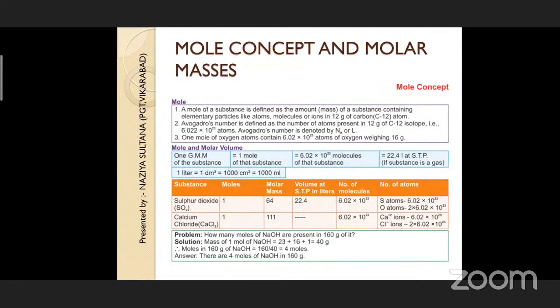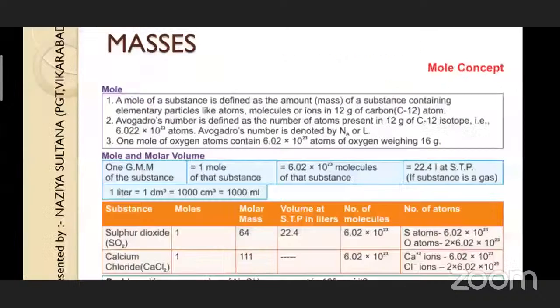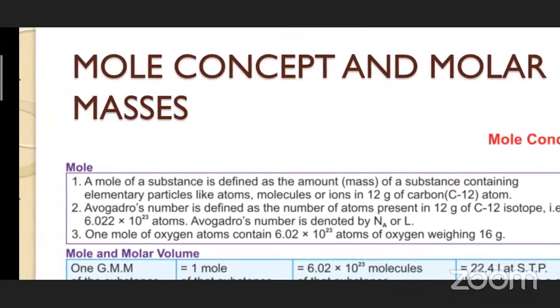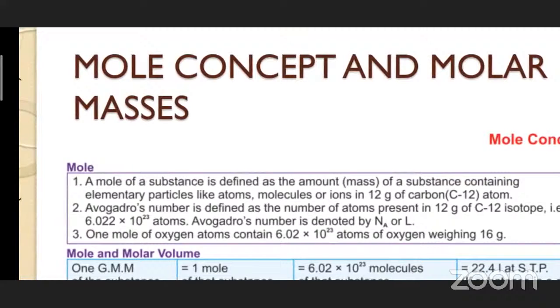And today we will be discussing a very important concept, that is mole concept and molar masses. Already you have learned this in your 9th as well as in 10th classes. So let us see what it is. So mole. What is one mole? Mole is nothing but it relates to the amount of a substance.